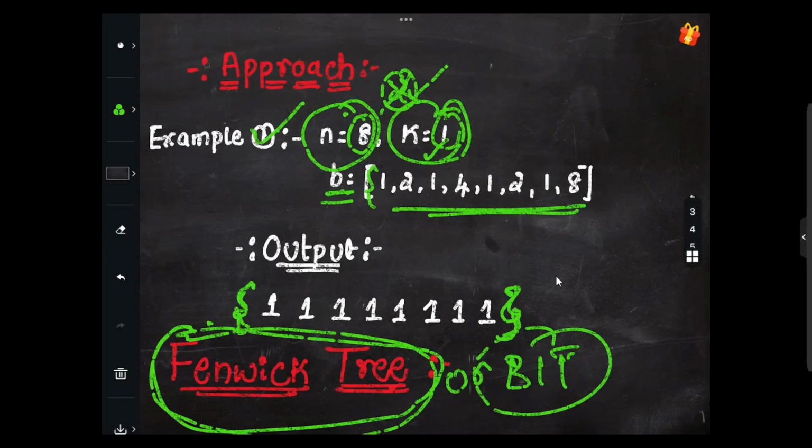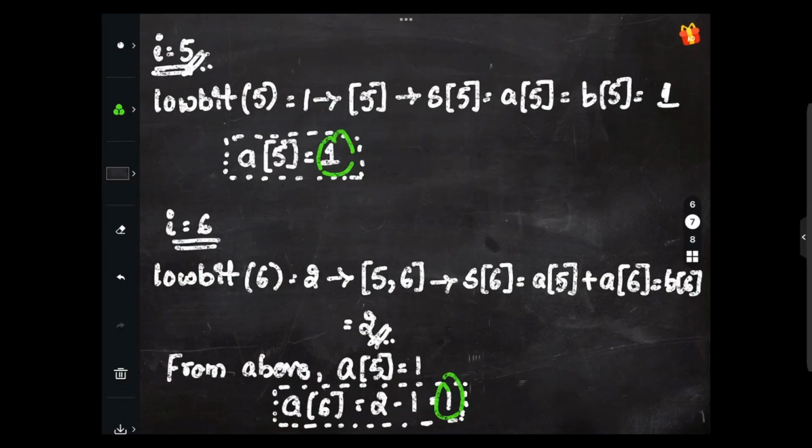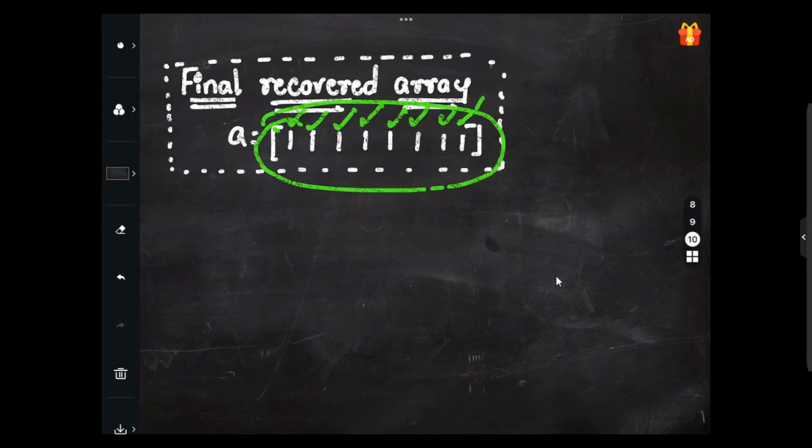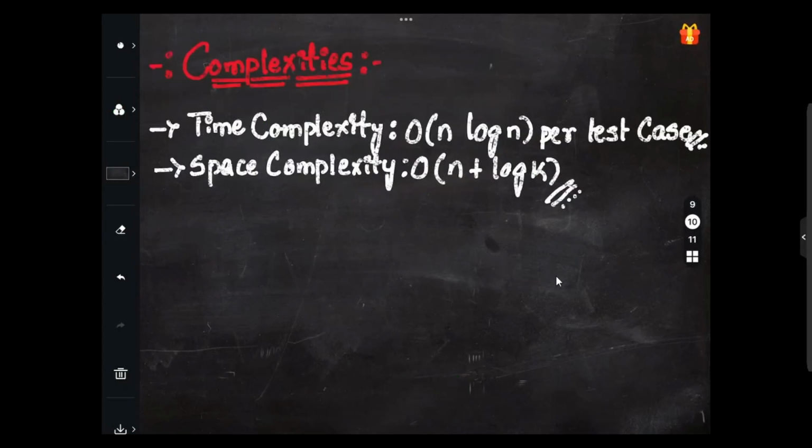As we are completely familiar with the approach, let's move on with the complexities part, right? So what is the time complexity? The time complexity would be big O of n log n. So the time complexity is big O of n into log n, right?